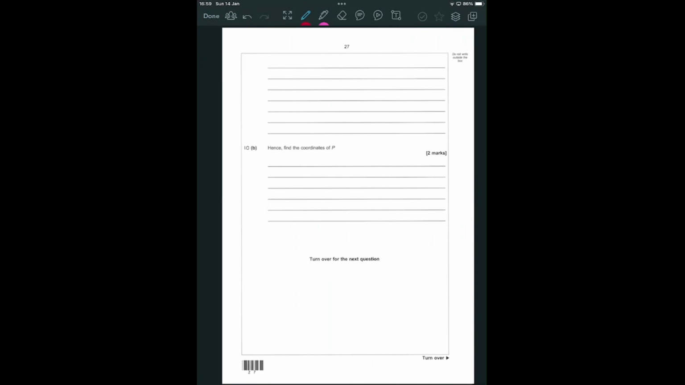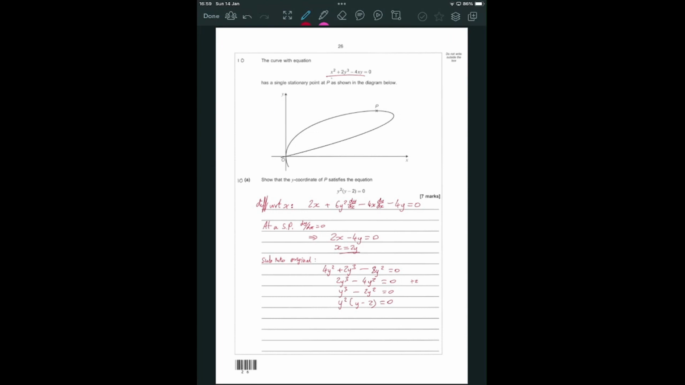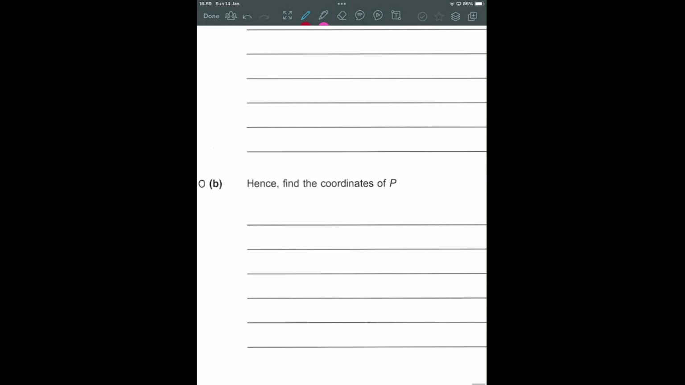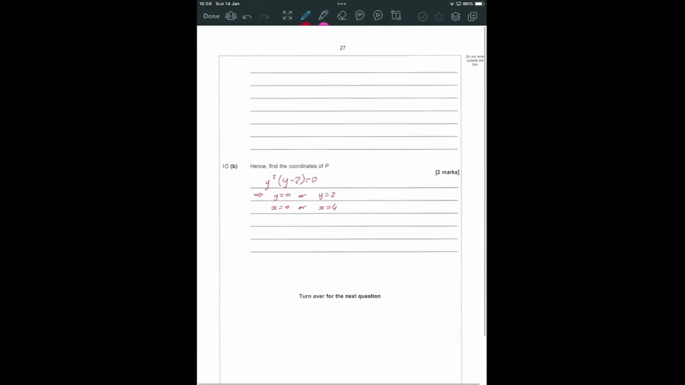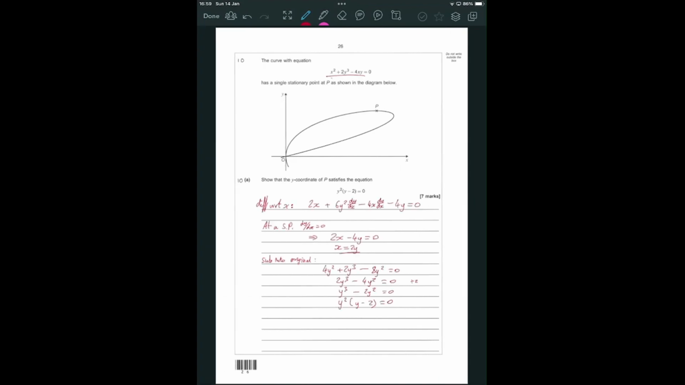Hence, find the coordinates of P. Okay, so we need to solve that first, and then we need to go find the x value. So we have y squared times y minus 2 equals 0, which is going to imply that y equals 0 or y equals 2. Remember that x was equal to 2y. So we got those possibilities. That's awkward, because the question doesn't say find the possible values of the coordinates of P. It says find the coordinates of P. There's only one coordinate of P. From the picture, it's obvious it's not the origin.